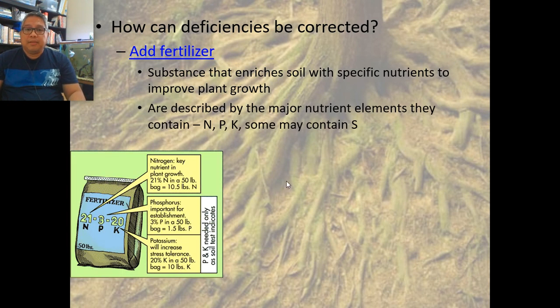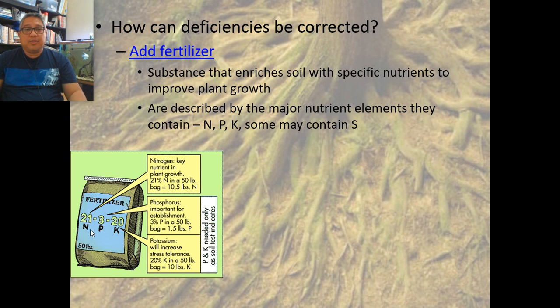Fertilizers are described by the major nutrient elements. They contain NPK, and some may contain S, for sulfur. When you see NPK, basically that's nitrogen, phosphorus, and potassium. For fertilizers, you will see three numbers, or four, depending on whether they contain sulfur or not. The first one is for nitrogen, the second one is for phosphorus, the third one will be for potassium, and the fourth one will be for sulfur.